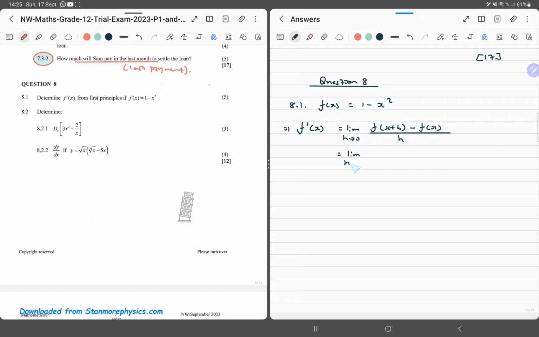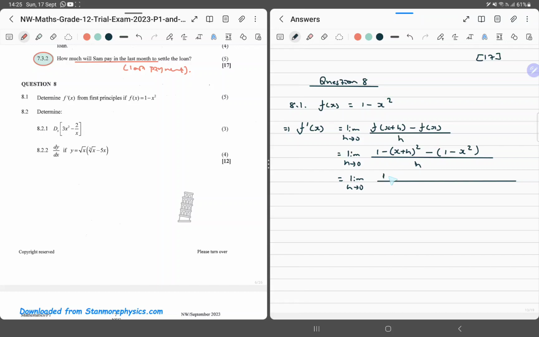This is the limit as h tends to 0. Now let's try to substitute. So we've got 1 minus, now we're going to put, instead of x, we're going to put x plus h, and then we square that. Then we subtract that whole shenanigan, 1 minus x squared, over h. Not difficult. I don't understand anyone who doesn't thrive on this one.